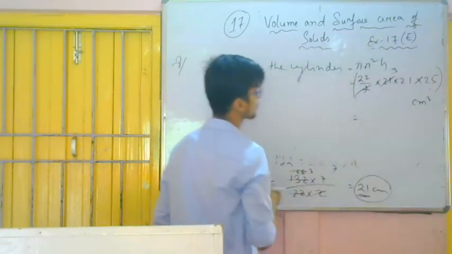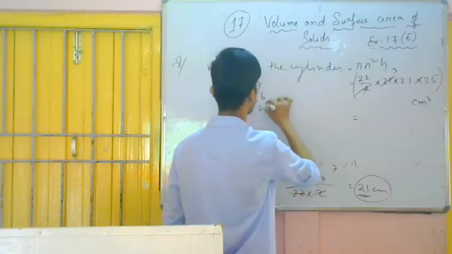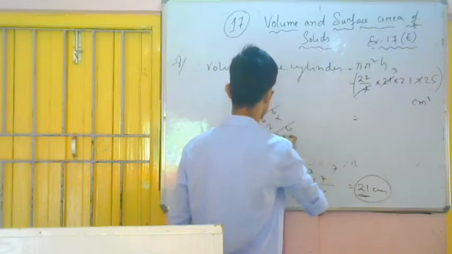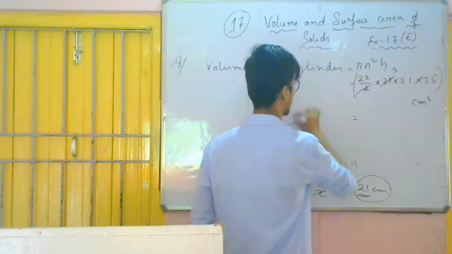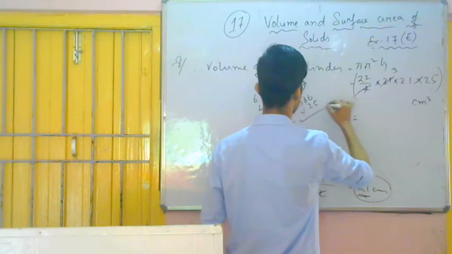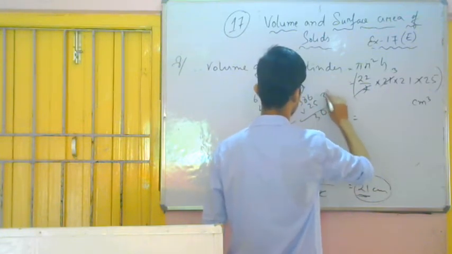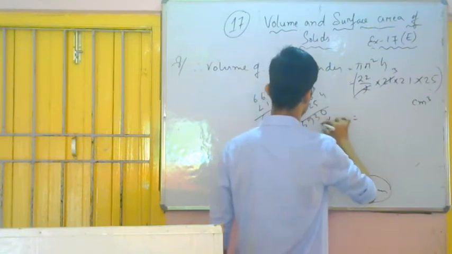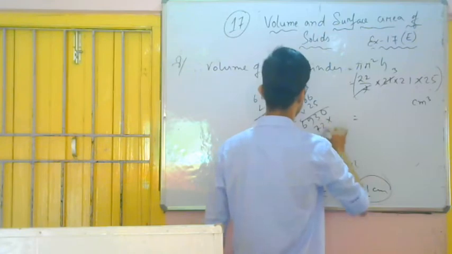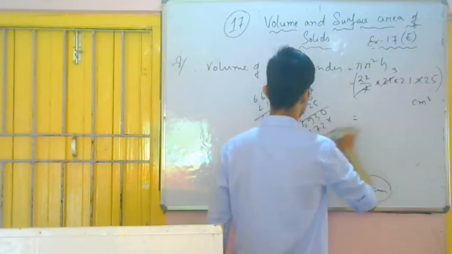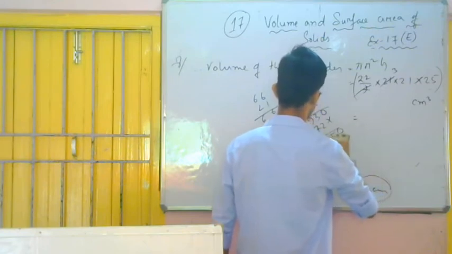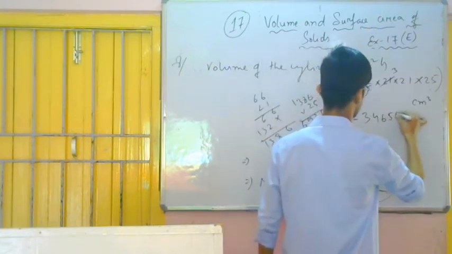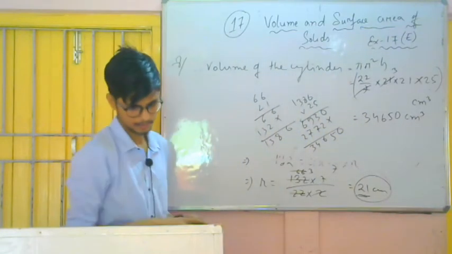So now multiply. 22 3s are 66 into 21, and 1386 into 25. 6 5s are 30, 0, carry 3; 5 3s are 15, 16, 17, 18, 19... So the answer is 34650 cm cube.